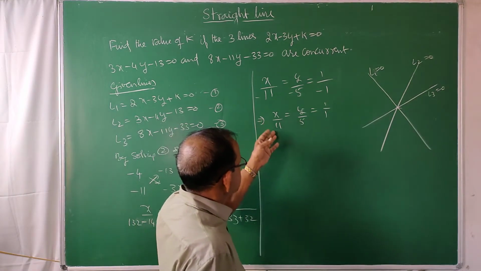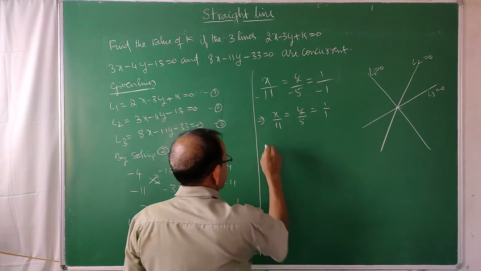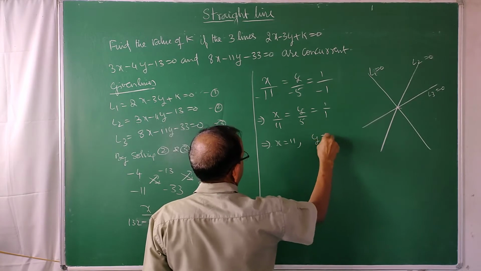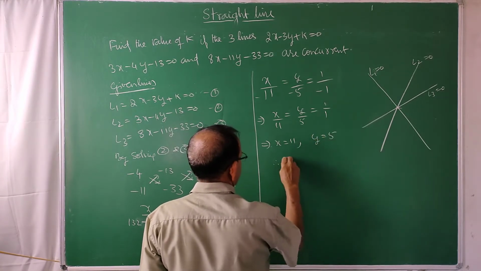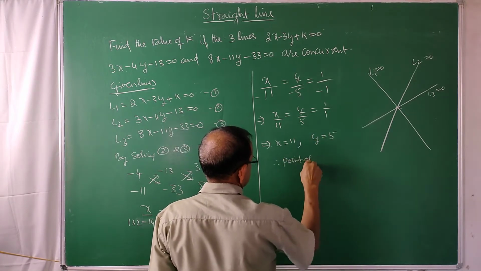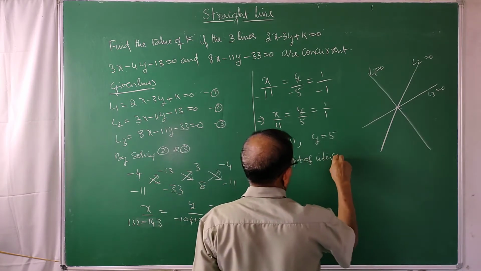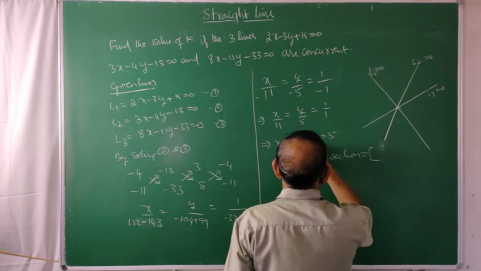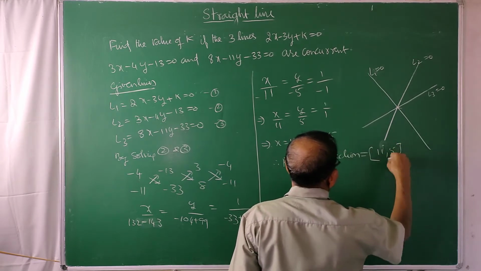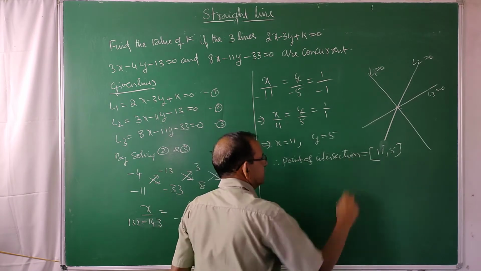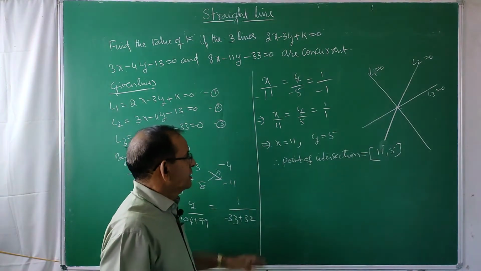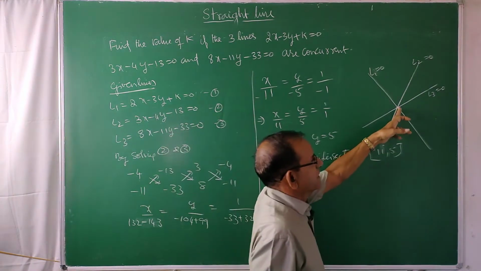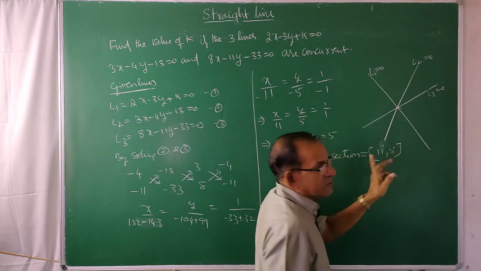So if you take x by 11 is equal to 1, x is 11, and y by 5 is equal to 1 means y is equal to 5. Therefore, the point of intersection is 11 comma 5, the x and y values. Now this first line is also passing through the same point, 11 comma 5. This line is also passing through this point.